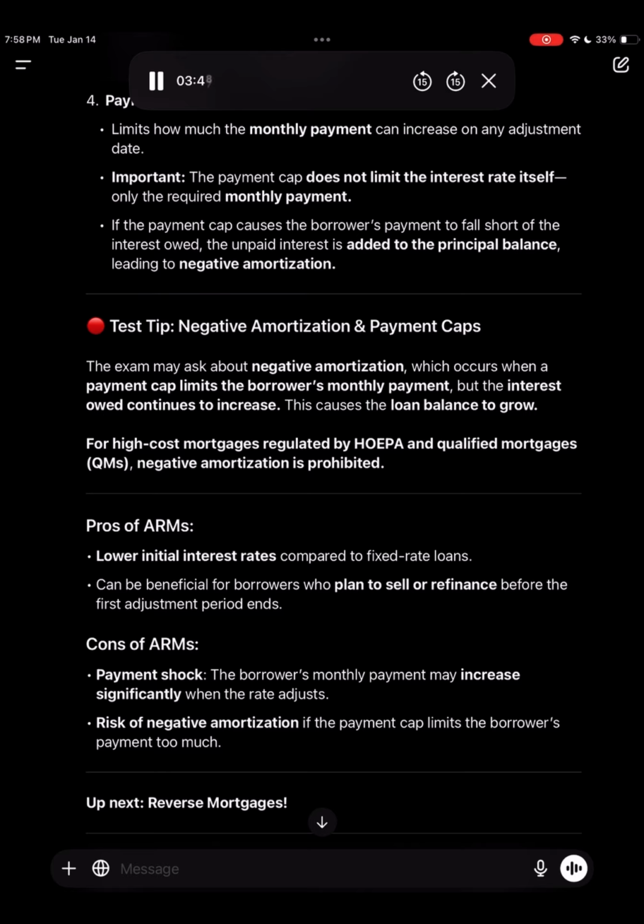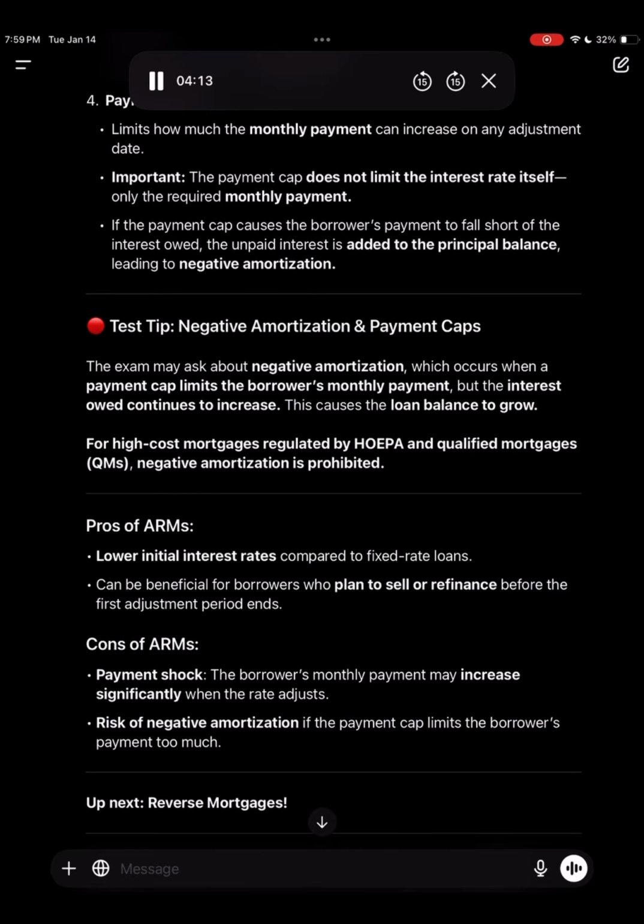Pros of ARMs: lower initial interest rates compared to fixed-rate loans. Can be beneficial for borrowers who plan to sell or refinance before the first adjustment period ends. Cons of ARMs: payment shock. The borrower's monthly payment may increase significantly when the rate adjusts. Risk of negative amortization if the payment cap limits the borrower's payment too much.